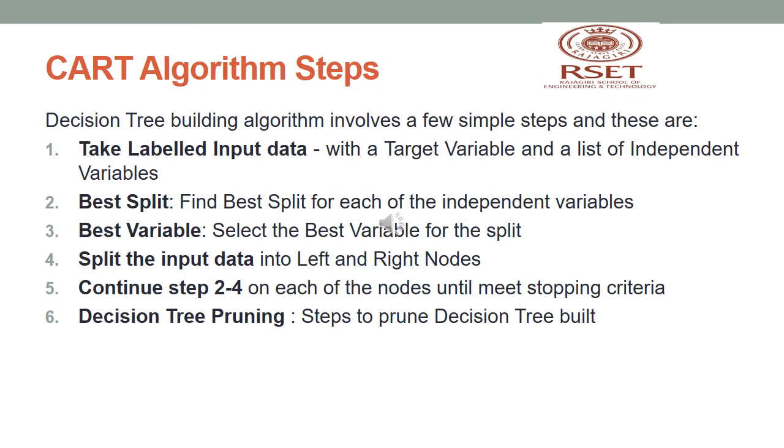Let's see the different CART algorithm steps. The first step is to take labeled input data with a target variable and a list of independent variables. The second step is the best split: find the best split for each of the independent variables. The third step is the best variable: select the best variable for the split. The fourth step is to split the input data into the left and the right nodes. Continue steps 2 to 4 on each of the nodes until a stopping criterion is met. Finally, we have to do pruning, that is, decision tree pruning, to prune the decision tree built.